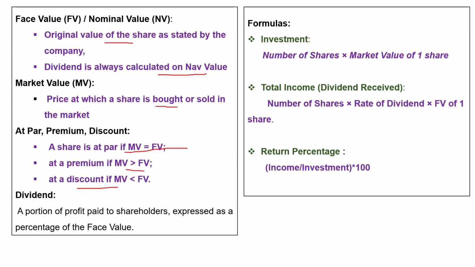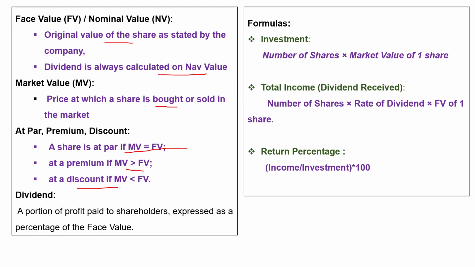Now what is dividend? Dividend is the portion of profit that the company shares with all shareholders. So it is our income. So whenever income is asked, you have to understand it is the dividend, that is the profit shared with shareholders.